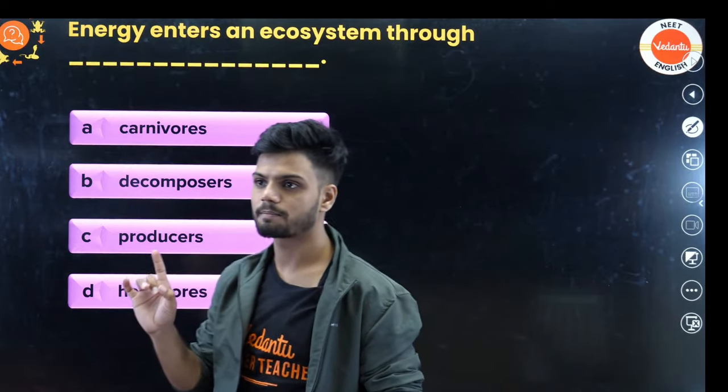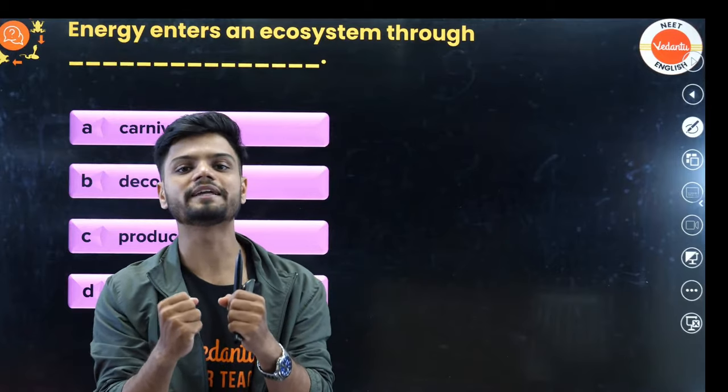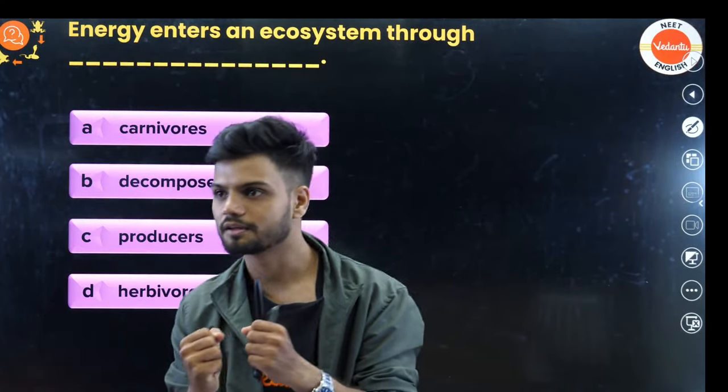Which is the first? Energy is entering into the ecosystem. How is the energy entering into the ecosystem? With the help of, tell me first.